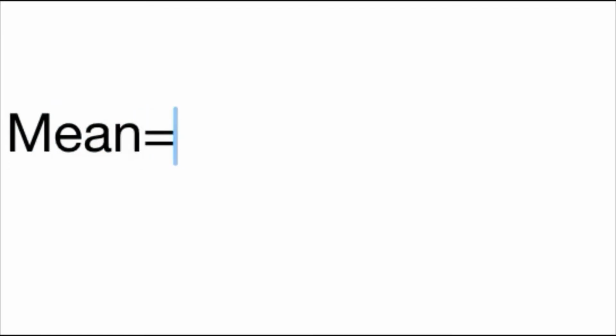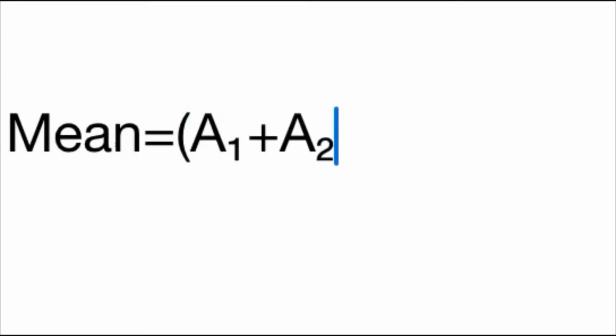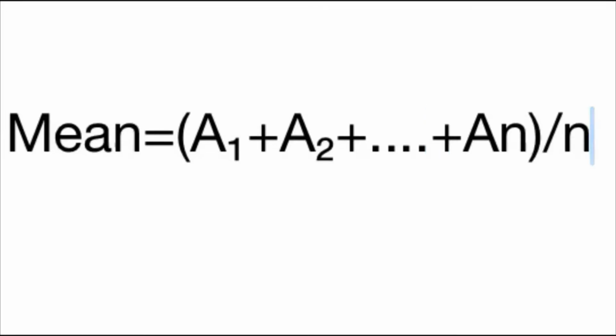To calculate the mean of n numbers, take the sum of the n numbers and divide it by n. So, the arithmetic mean of n numbers is equal to a1 plus a2 plus etc. plus an, divided by n, where a1 is the first number and an is the last number. Let's compute the arithmetic mean of these 5 numbers.